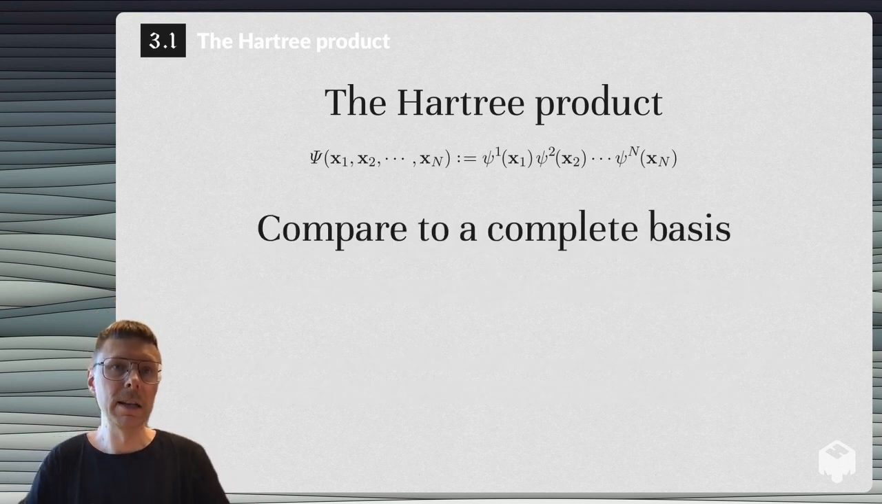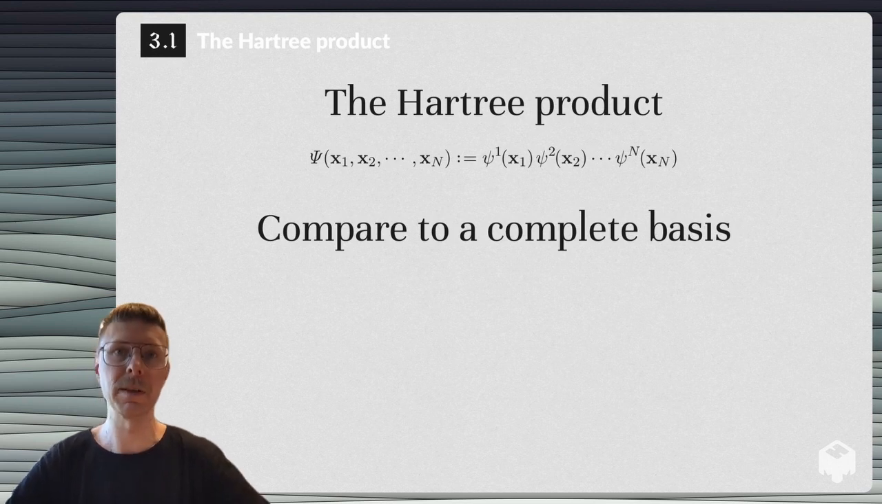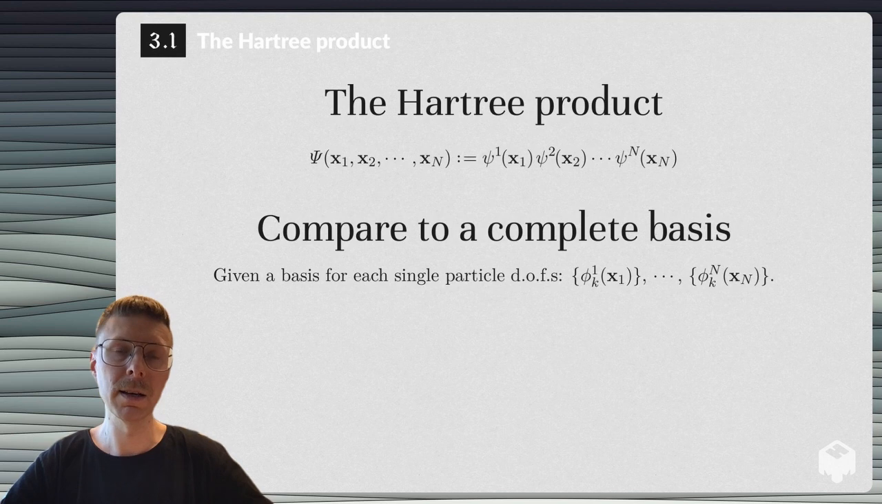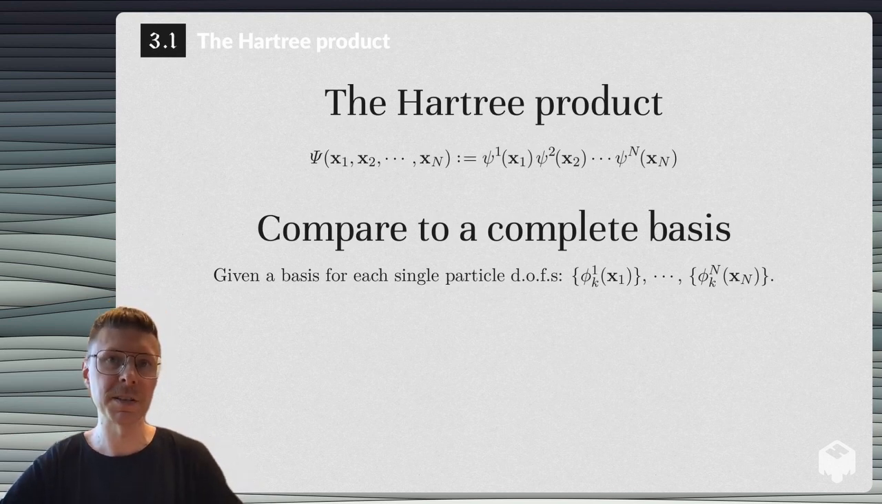So to understand a little bit more about what the Hartree product is and how it's limited, we can compare this to what it means to put a basis on this large space that we want to represent a function on. Well, let's assume that we can construct a set of basis functions for each degree of freedom individually. So we have phi1 of x1 and so on up to phi n of xn.